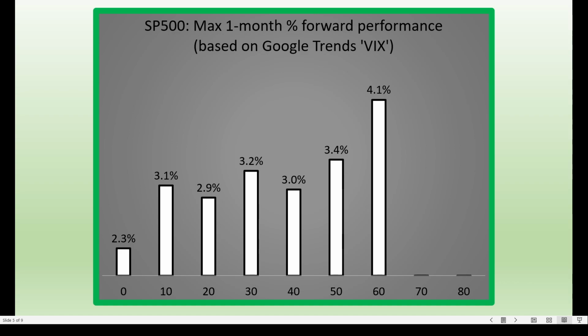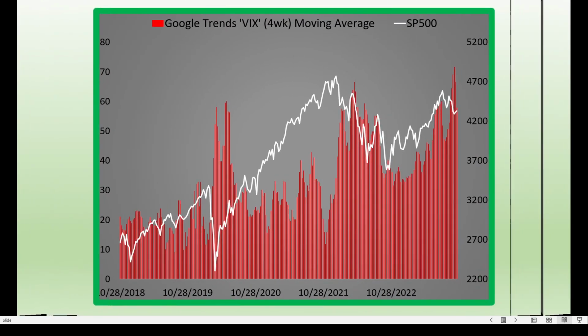And what this shows us is a greater frequency of time that traders are searching for the VIX. It means the market's already gone down. And usually the market, over the past 5 years, bounces back for the most part.